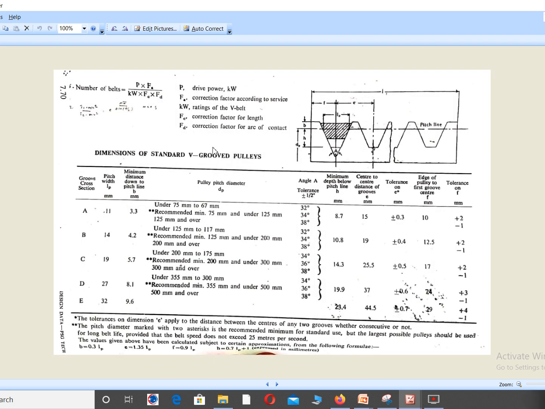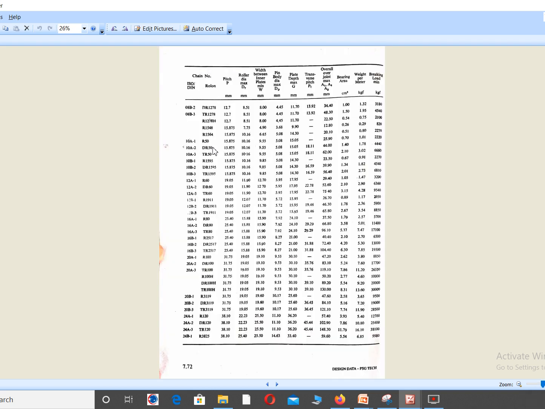There is one more page, 7.71, where the standard notations are given, which say what DR is, what TR is, and so on. So we are selecting a duplex chain. Since it is a duplex chain with pitch 15.875, let us select this value, DR50 for 15.875 pitch and duplex. DR is representing duplex. So 10A2 DR50 is the chain that we are going to select.